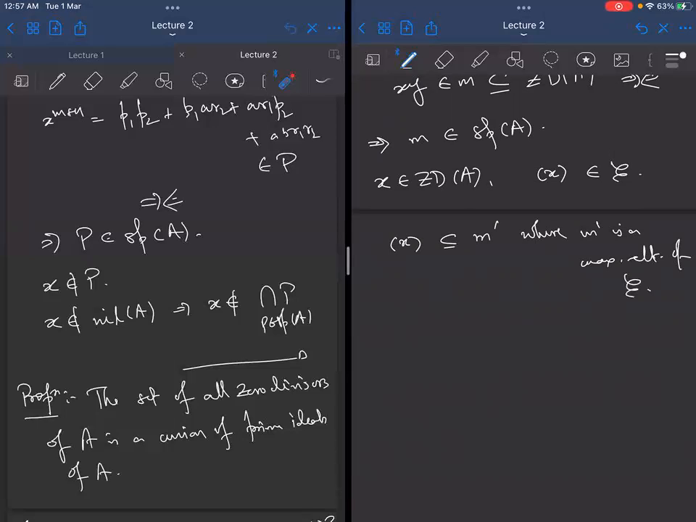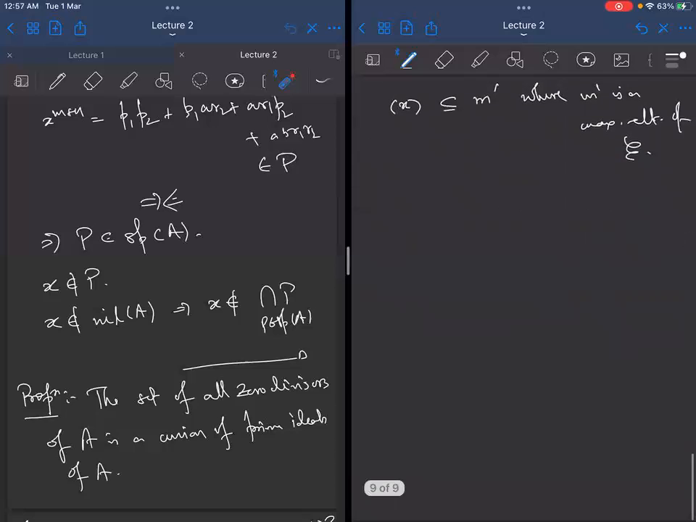But all the maximal elements are primes, and what you have shown is that the zero divisor set is contained in the union of maximal elements. So what you obtain is that the zero divisors of A are contained in the union of M, where M is a maximal element of C. So that means your zero divisor set is contained in a union of some prime ideals, right?